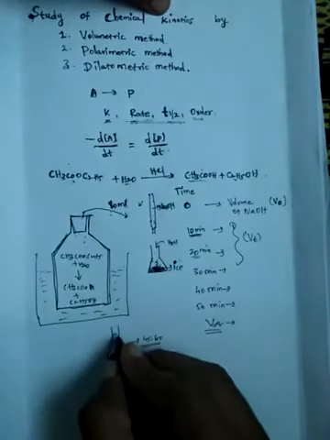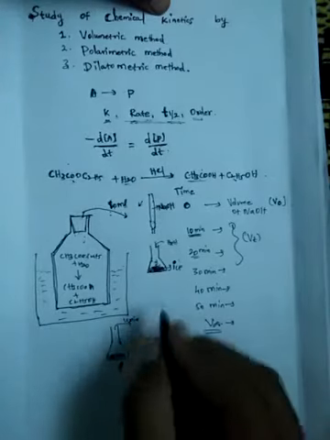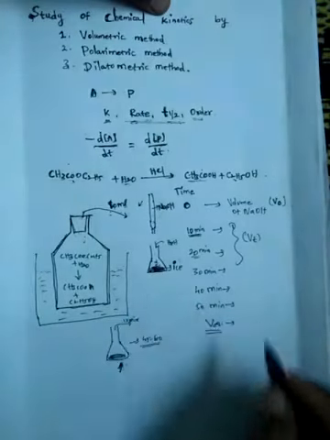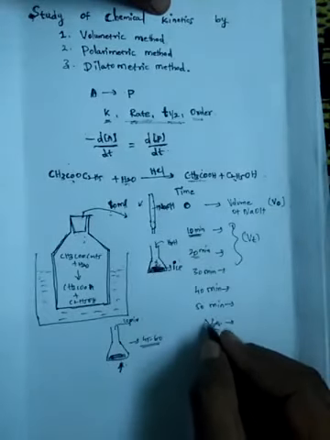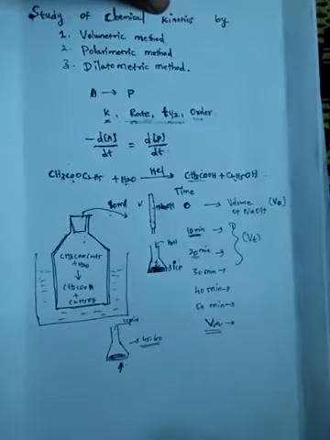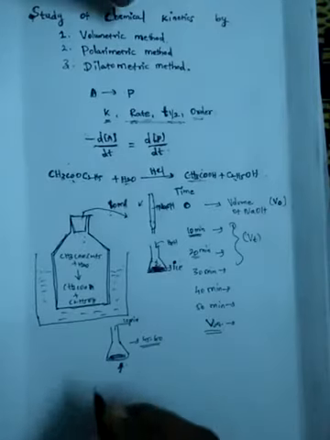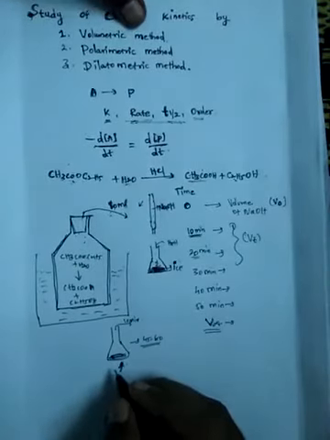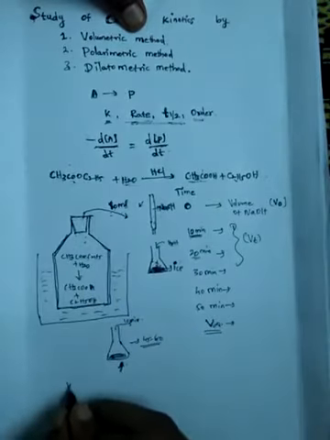And you take again 10 ml of this reaction mixture and titrate with sodium hydroxide. So the volume of sodium hydroxide is V infinite. Now, I said this is a pseudo first order reaction. It will follow first order kinetics.